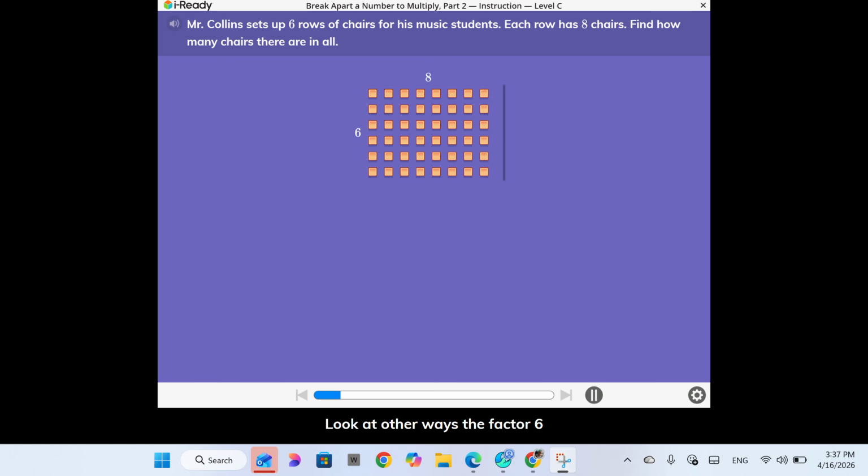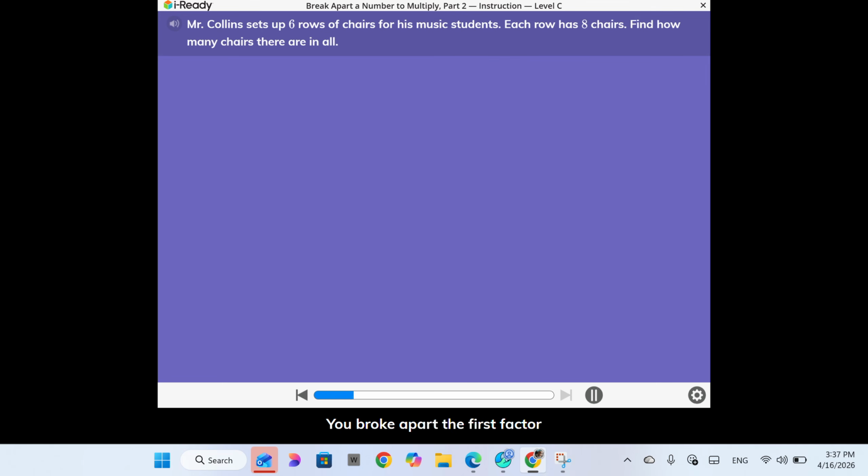Look at other ways the factor 6 can be broken apart. You can break apart the factor 6 into smaller sections using facts you know. Each way shows a total of 48 chairs. You broke apart the first factor in 6 times 8. Now, let's break apart the second factor.